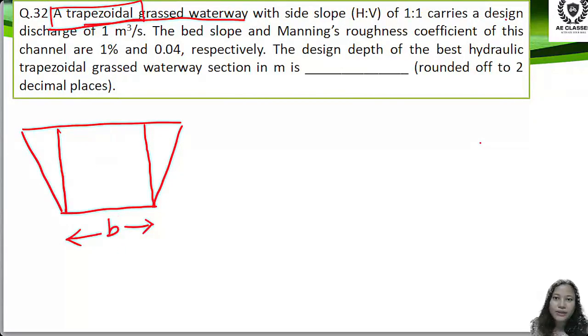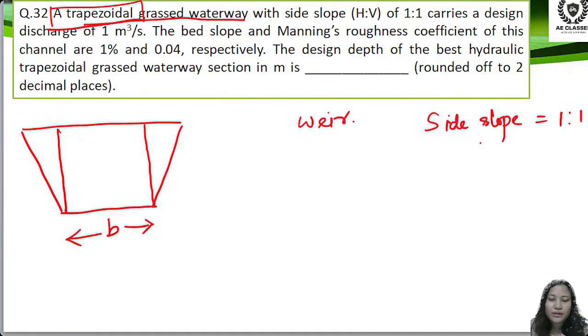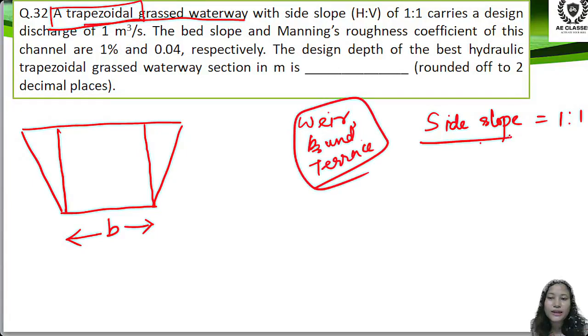Okay, and now the question says that the side slope is given as how much? 1:1. Now the side slope, you always remember, whether it be a weir or a bund or terraces, whenever you hear this term side slope, you should always remember that this 1:1 gives the ratio of the horizontal to vertical. Okay, horizontal to vertical.